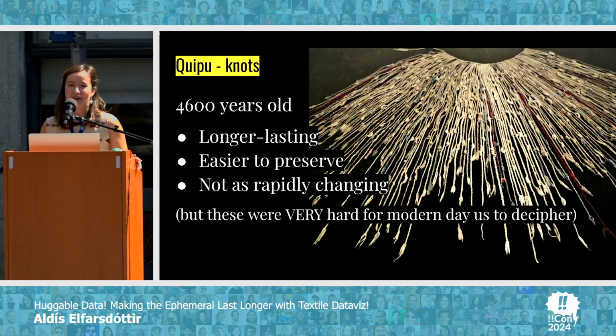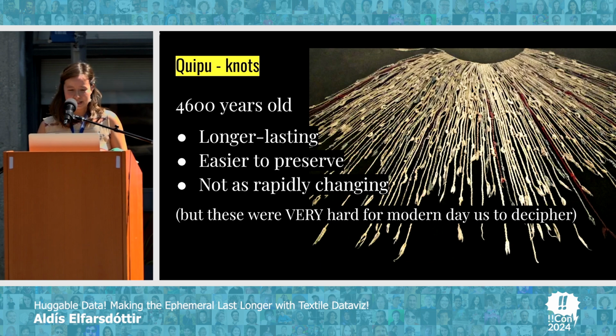So the oldest example I could think of textile data viz is Quipu, the system of knots used to record information by the Incan Empire 5,000 years ago. And the amazing thing about this is that we can touch and feel and even decipher this data today. So it's pretty proven that these types of data preservation are longer lasting and easier to preserve compared to modern day flip phones. I can't even access my flip phone data from 2010.